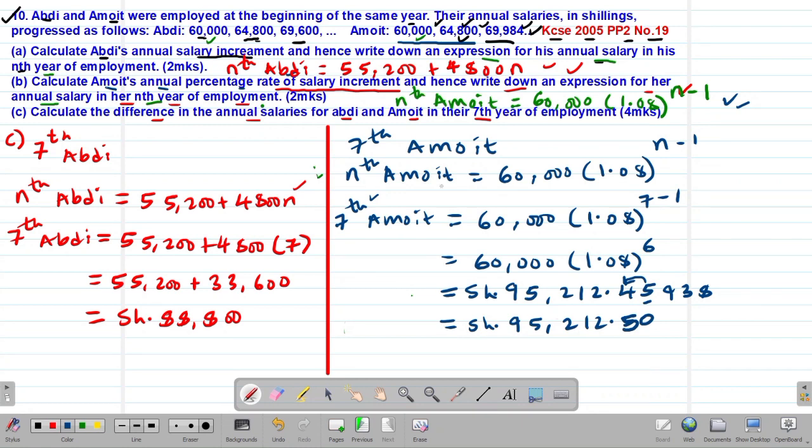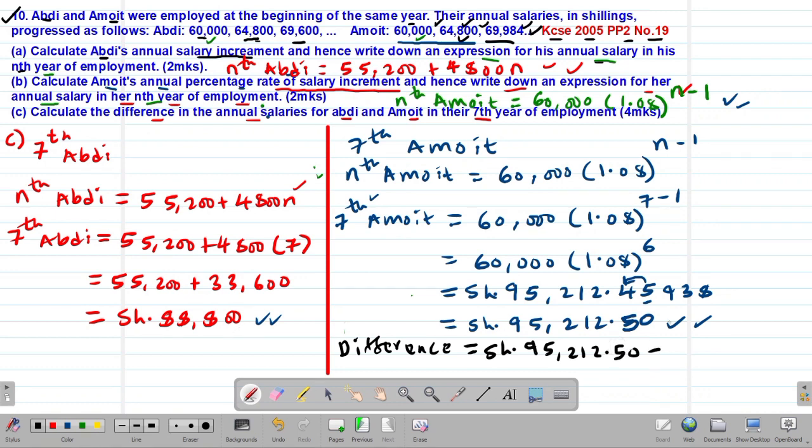Therefore, they wanted us to calculate the difference in the annual salaries for Abdi and Amoit in their 7th year. So we have the salaries of each individual during the 7th year. The difference will be given by the larger value minus the smaller value. The larger value is for Amoit, which is shillings 95,212 and 50 cents. Then we subtract.